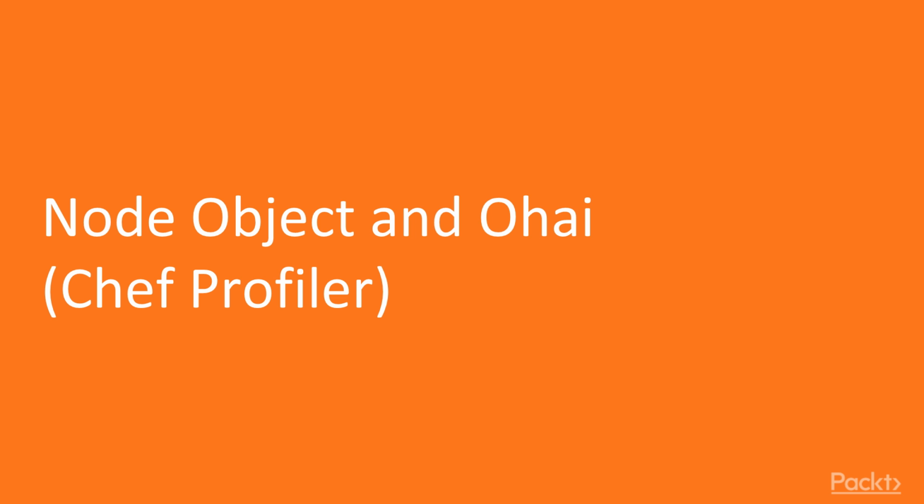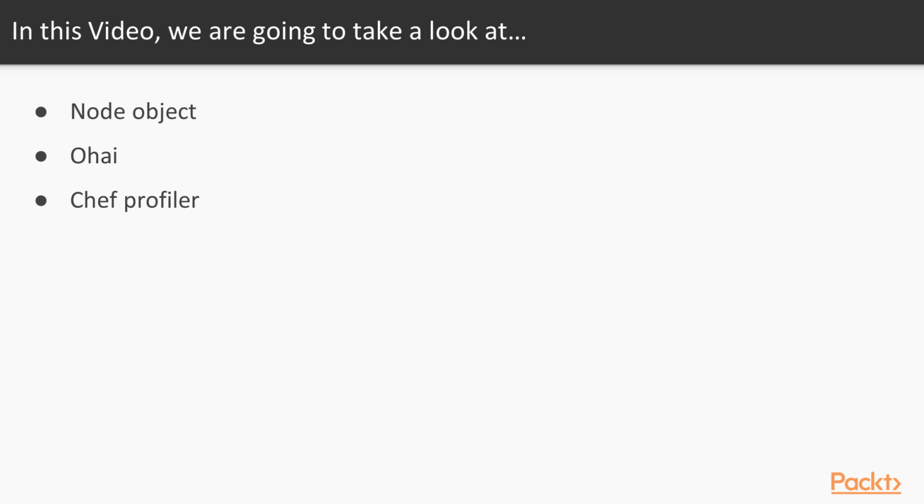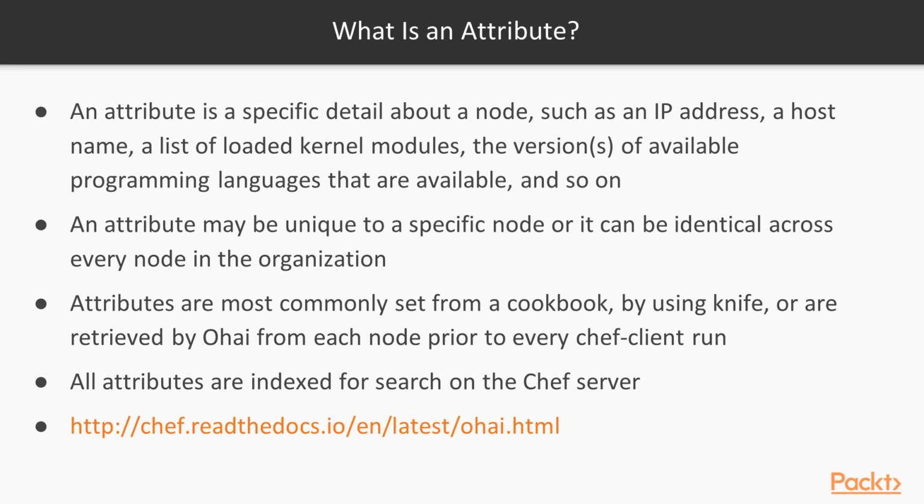This is the first video of this section in which we are going to talk about node object and Ohai. Now, Ohai is a Chef profiler. Before we understand a node object and Ohai, let's first try and understand what exactly an attribute is. An attribute is a special detail about a node, such as an IP address, a host name, a list of loaded kernel modules, the versions of available programming languages, and so on. It is unique to a specific node, or it can be identical across every node in the organization.